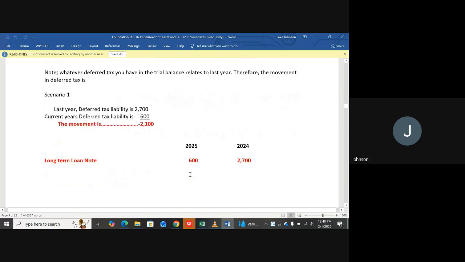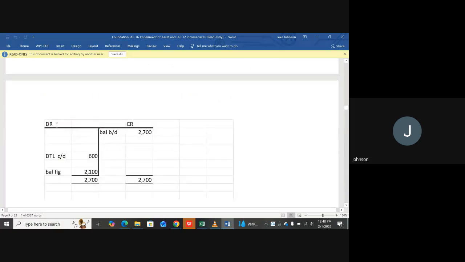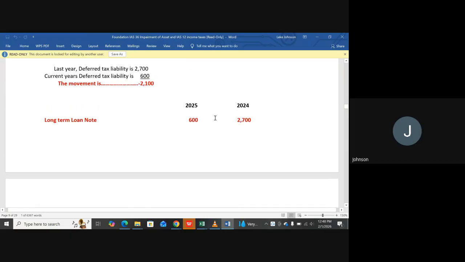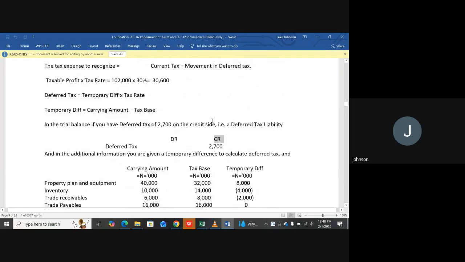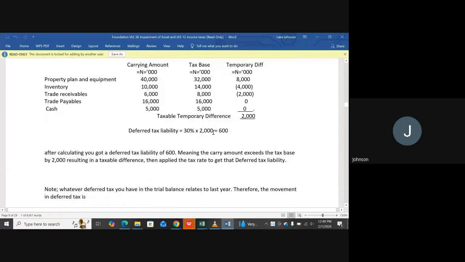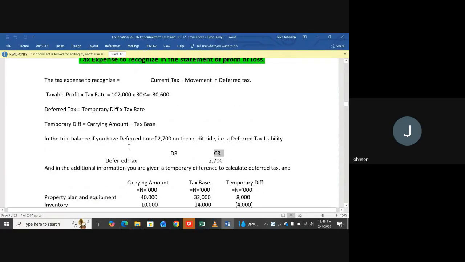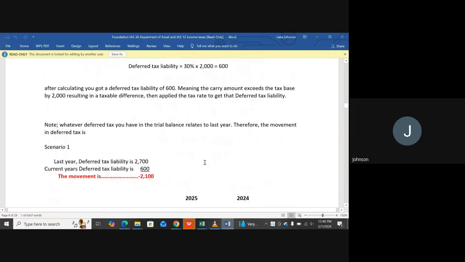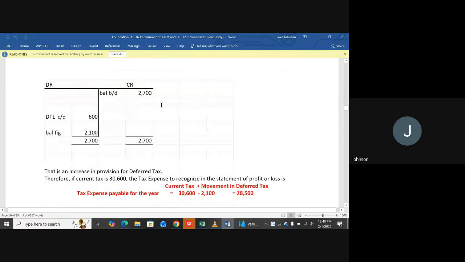So you come to your T format, you have debit side, debit credit, just come and put your figure on the credit side, exactly the way it's on your trial balance. Exactly the way it's on your trial balance, so it's on the credit side. Just come and put it there like that.